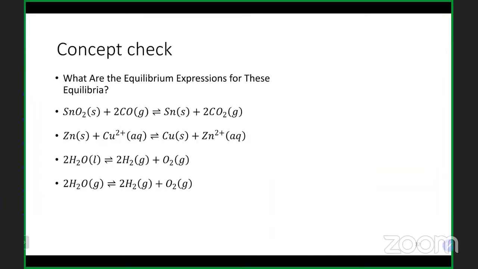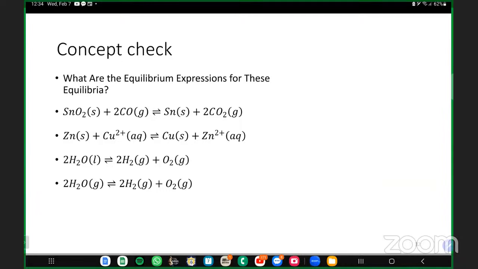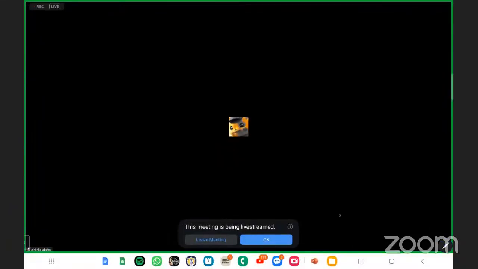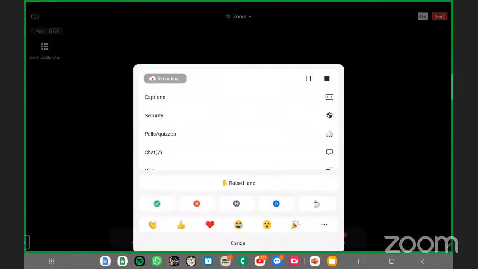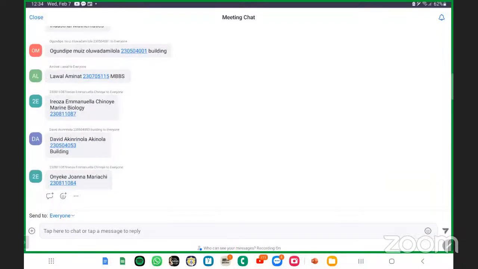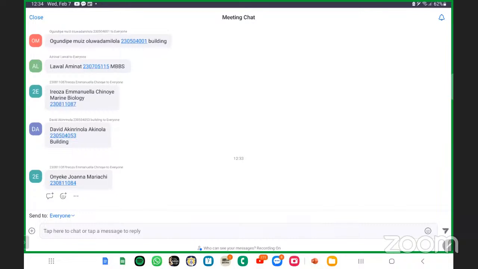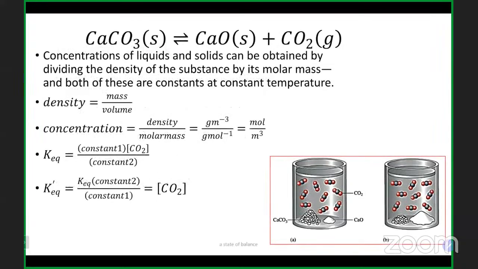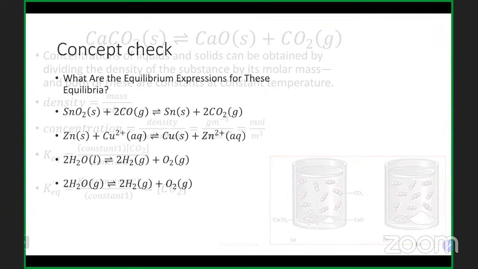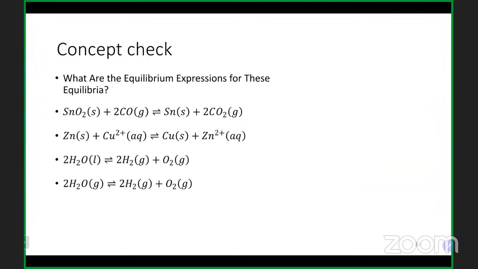So as an example, let's look at this. What are the equilibrium constant expressions for these? Let me see, are there questions? Okay. For example, the equilibrium constant expression for this one.